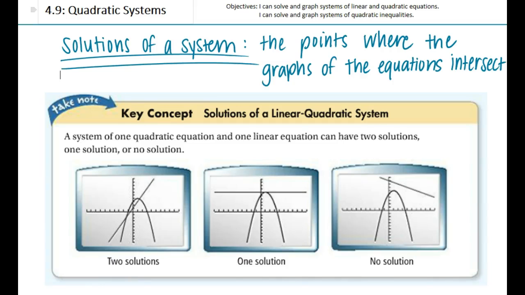This lesson video is for section 4.9, quadratic systems. Our goals or objectives for this lesson are that we can solve and graph systems of linear and quadratic equations, as well as solve and graph systems of quadratic inequalities.